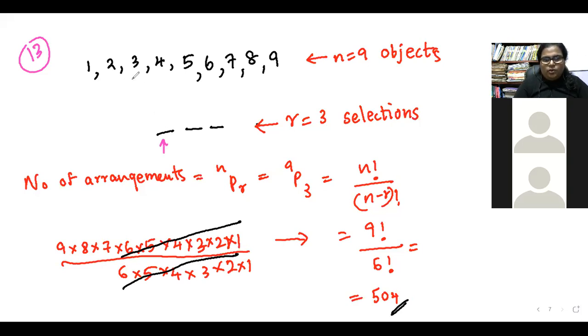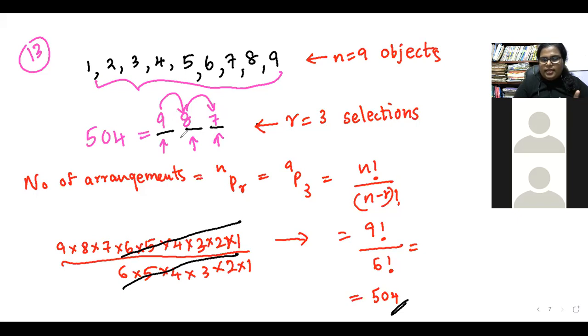For this first position, how many numbers are there? We have 9 numbers. After filling our first position, that means after allocating one number for the first position, we have to go for the second position. We have 8 numbers because we have already allocated one for our first position. And after filling these 2 positions, we go for the third position. Since 2 numbers are allocated for the first and second positions, we have only 7 numbers for the third position. So you can get the answer 504 by multiplying these choices as well.